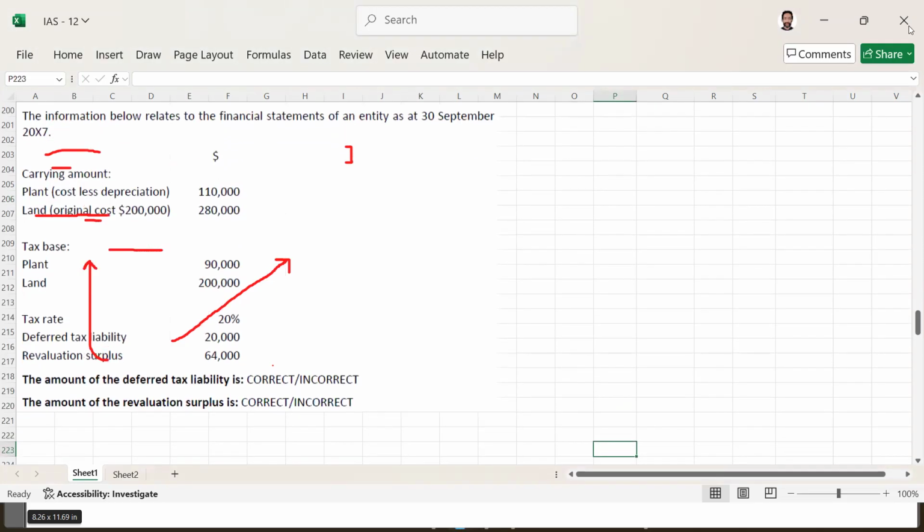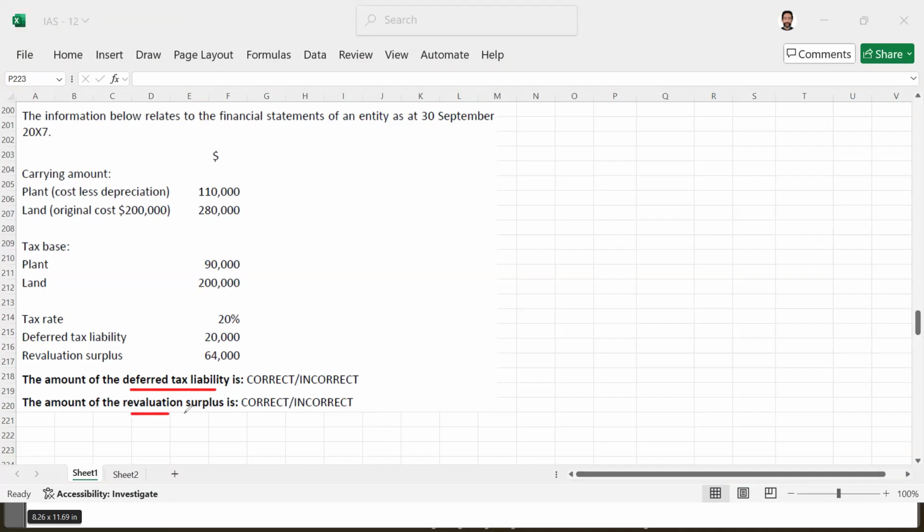This is a good one that we can see. We are provided with certain values here because, if you look at the requirement, we have to tell whether the amount of the deferred tax is correct or incorrect. We are provided with the calculation of the deferred tax and the calculation of revaluation surplus. The question is whether it is correctly done or incorrectly done. We have the information here and we're going to see this.